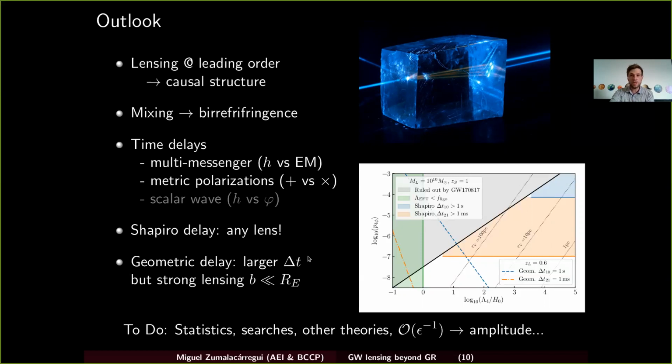There is a spurious time delay that can be observed on any lens. We don't need, so this can be observed by a lens very close to the observer or very close to the emitter. And there's also a geometric time delay that I don't have time to explain that can lead to even larger time delays, but might also be less likely.